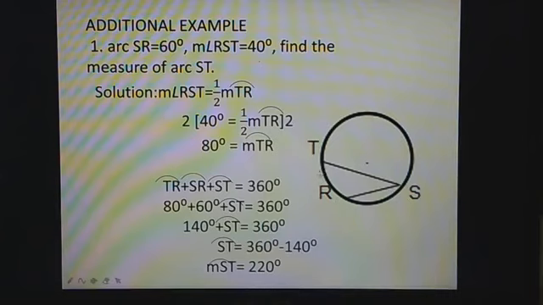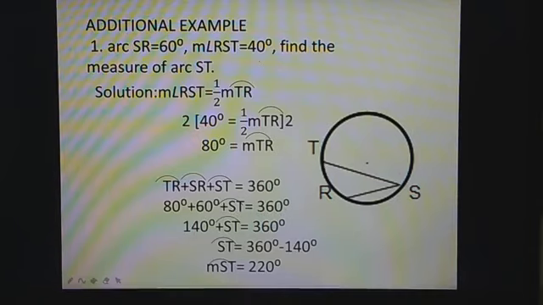Okay, we can now use the arc addition postulate. These two are now given, 60 plus 80, so we can find the remaining arc by using the arc addition postulate, that arc TR plus arc SR plus arc ST is equal to 360. So in this case, the unknown is arc ST. By substitution, arc TR is 80, arc SR is 60, then the unknown arc is arc ST. This is equal to 360 degrees, one complete rotation.